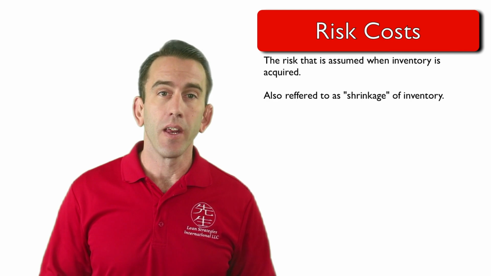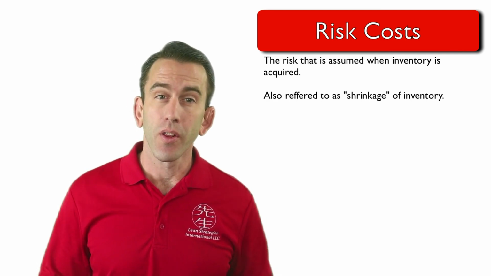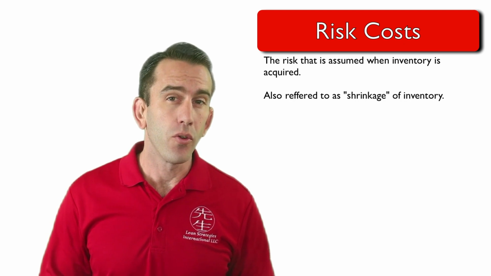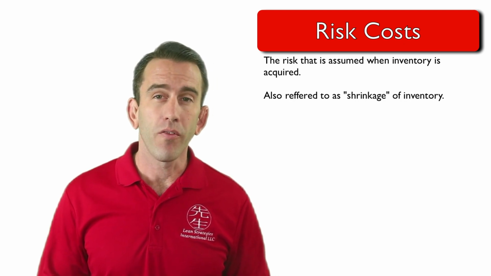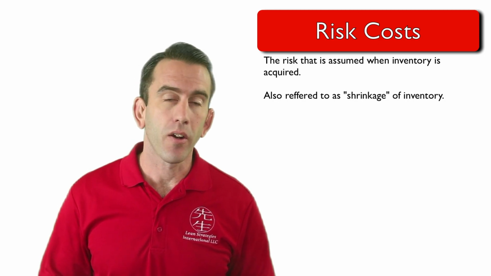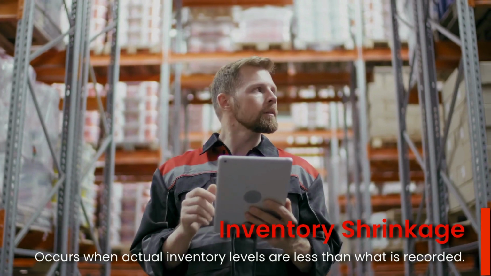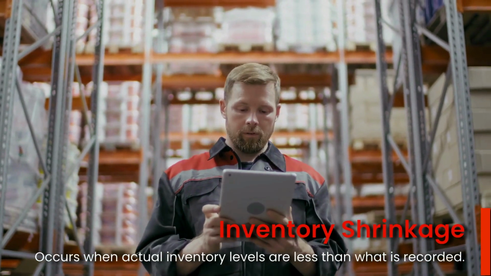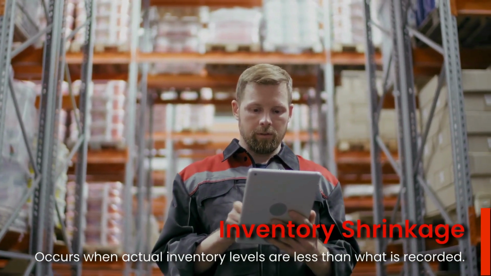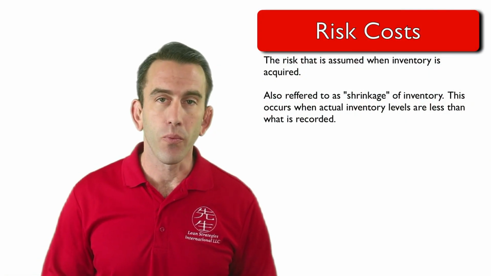One element of holding costs is risk. Risk costs are the risk that is assumed when inventory is acquired. In addition to this, risk costs refer to loss of inventory value. This is often referred to as the shrinkage that occurs within inventory. Inventory shrinkage occurs when actual inventory levels are less than what is recorded. In general, this means something has gone wrong.